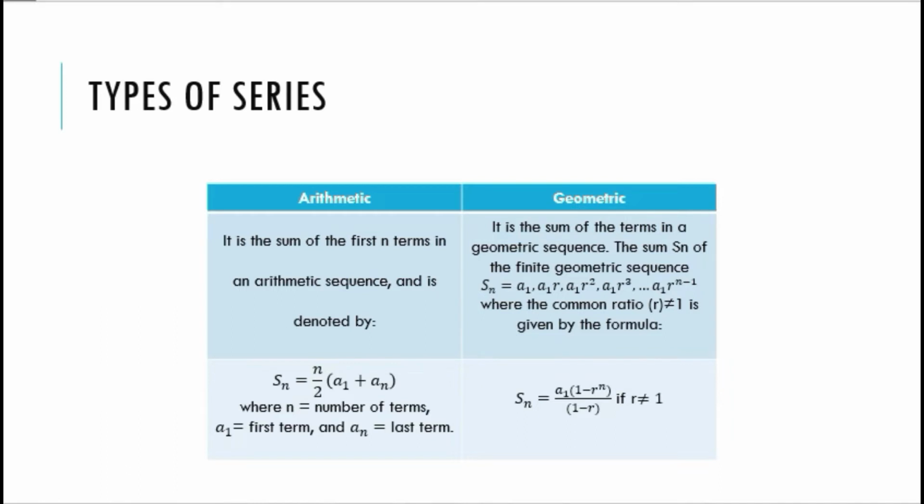In contrast, a geometric series is the sum of the terms in a geometric sequence. The sum S sub n of the finite geometric sequence, as shown on your screen, where the common ratio is not equal to 1, is given by the formula S sub n is equal to the first term times 1 minus the ratio raised to n, all over 1 minus r. So again, this formula is used to get the sum of the terms in a geometric sequence.